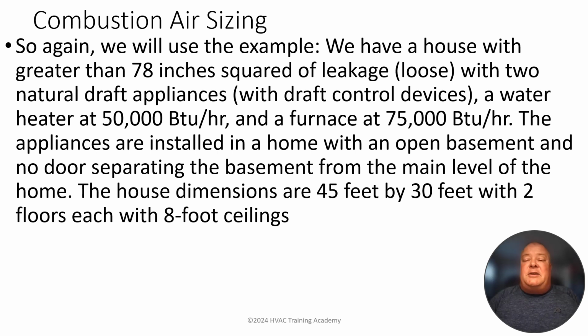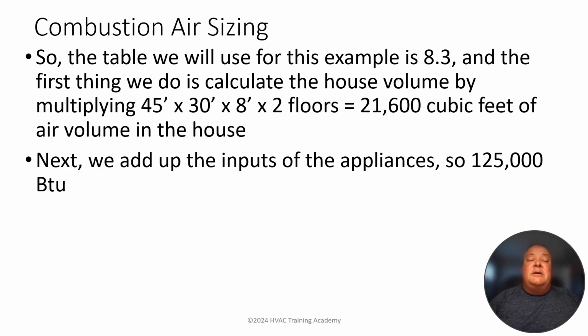So really what we need to do is figure out what the volume of air inside that house, or inside that structure, is going to be. So we're going to use table 8.3. We calculate the volume. It's 21,600 cubic feet of air in the house. Next, we're going to add up the inputs of the appliances.